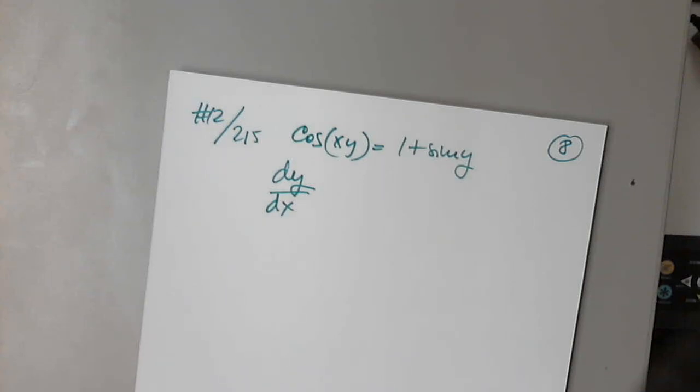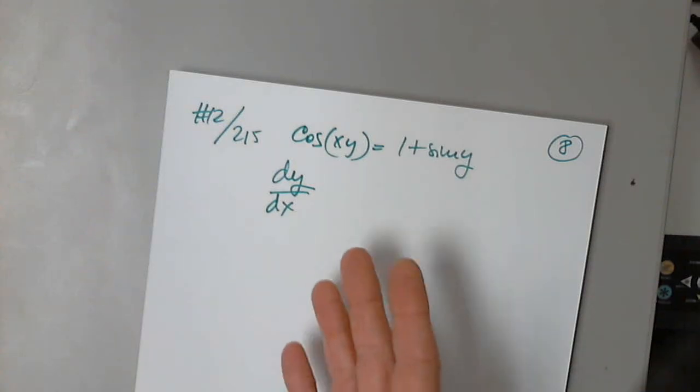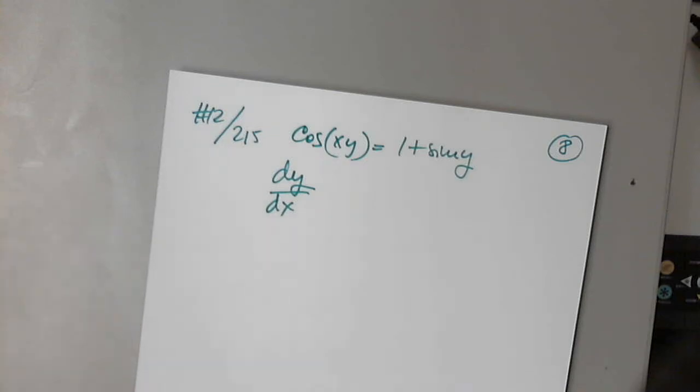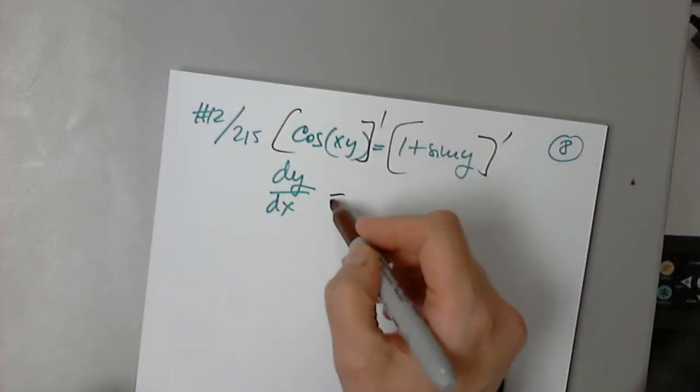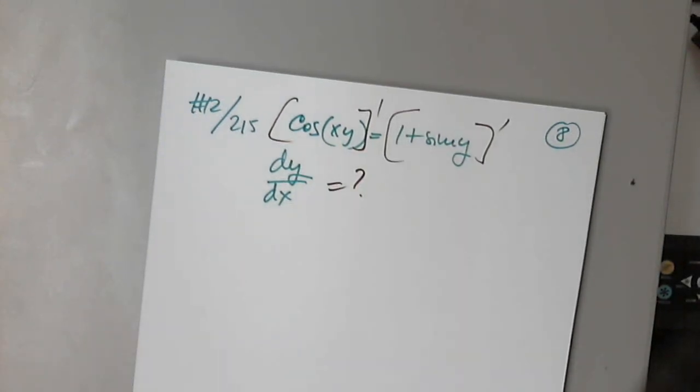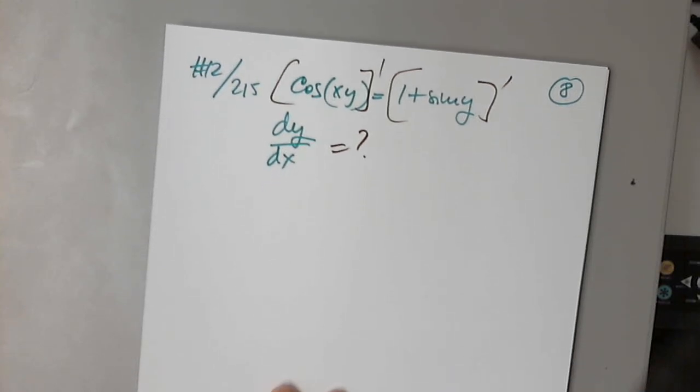The derivative of function y with respect to x tells us immediately that y is a function of x. Okay, so we differentiate implicitly. And we have a function that is applied to a product, so we have the chain rule and the product rule in there.